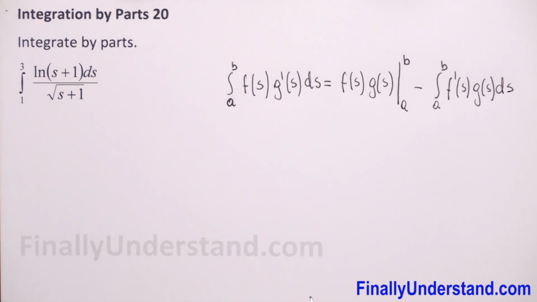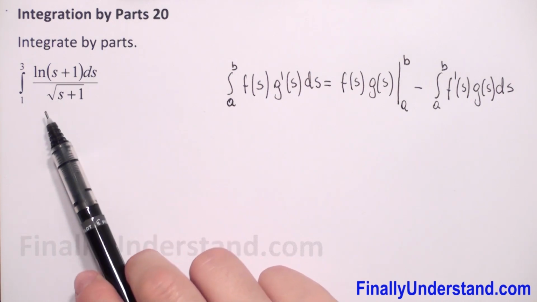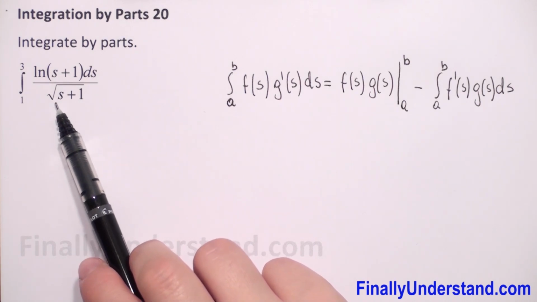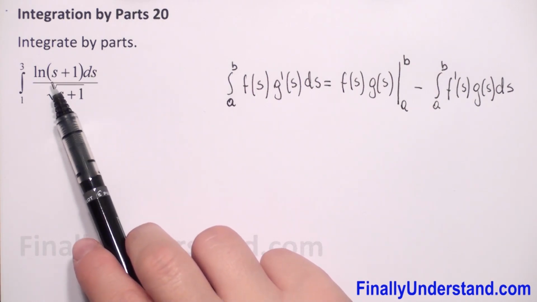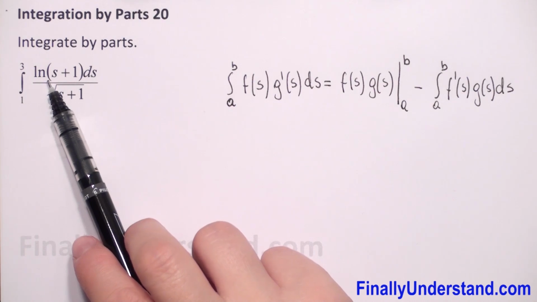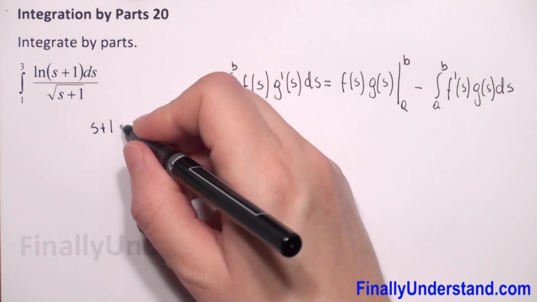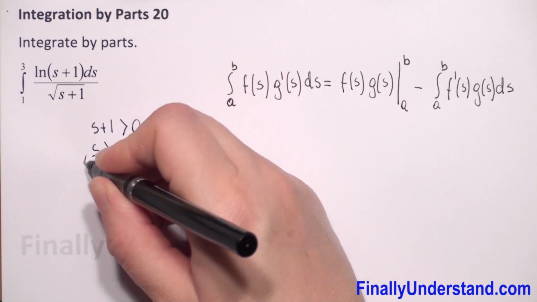So now what we need to check? We need to check if our functions f and g prime are continuous. We have natural logarithm and it is continuous. We have square root, but we know that we can calculate square root of a positive or equal to 0 number. But here we have square root in denominator, so we cannot have 0 in denominator. And we calculate natural logarithm for positive value. So our s plus 1 must be greater than 0. So s must be greater than negative 1.